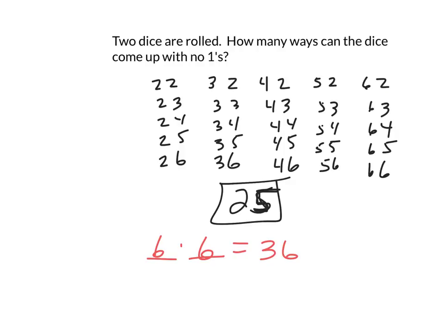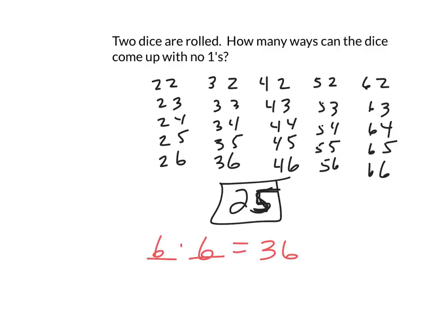Now what I could do is take out all the ones that have a 1, and that would leave me all the ones that don't have a 1, right? Follow that? If I take all 36 ways the dice can come up, and then subtract out all the pairs that would have a 1 somewhere, that leaves me everything else. All the ones that don't have a 1.